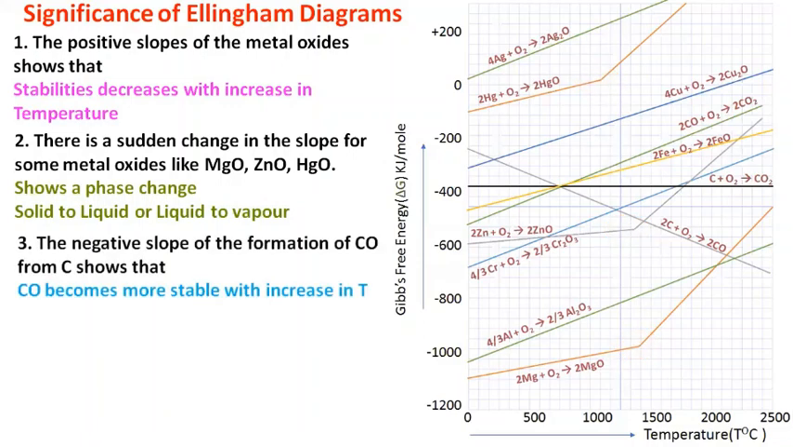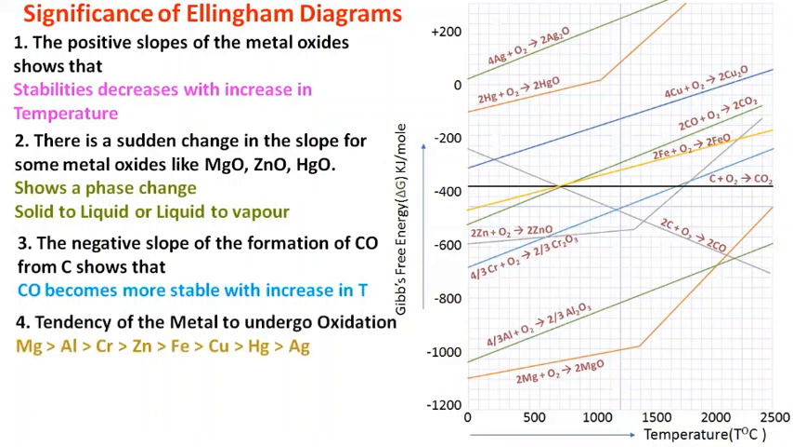And the negative slope of formation of carbon monoxide from carbon shows that carbon monoxide becomes more stable with increase in temperature. So carbon monoxide is becoming more and more stable with increase in temperature. This also we had seen in our previous listing.